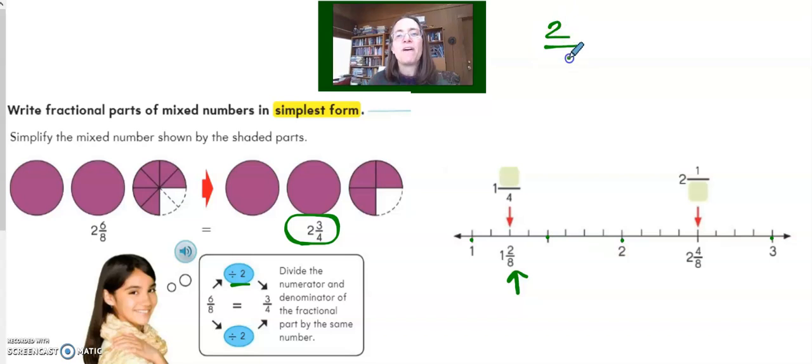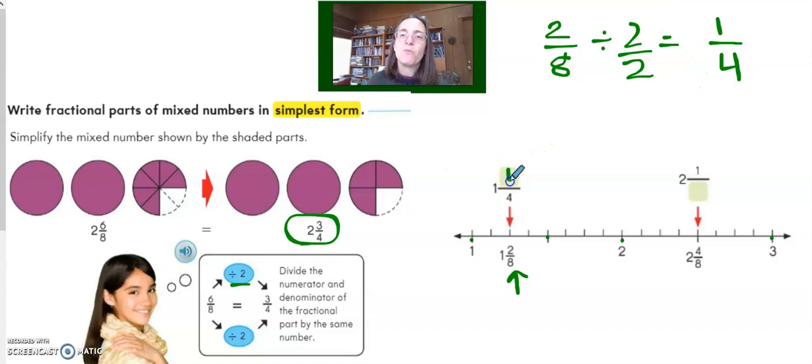Can I simplify that? Do they share a common factor? Well, they do, don't they? Because 2 has a factor of 2, and 8 is even, so it also has a factor of 2. So I'm going to divide by 1, represented as 2 halves. Now 2 divided by 2 is 1, and 8 divided by 2 is 4, which means that in this case the fractional amount is worth 1/4. Now I do have to stick it back with that 1. I can see here that 1 and 1/4 is equal to 1 and 2/8.